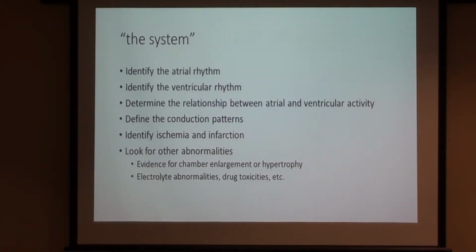All right. We talked about the system last time, and this is my system. It does not have to be your system. But my system is I identify the atrial rhythm first. I look at the ventricular rhythm, and then I see what the relationship is between these two things. Then I look at the patterns of conduction, look for ischemia, infarction, and then for other stuff. And this is often the messy part, but to be truthful, if you can get that part, you've done it pretty good. So that's what we're gonna look at. So that's my system.